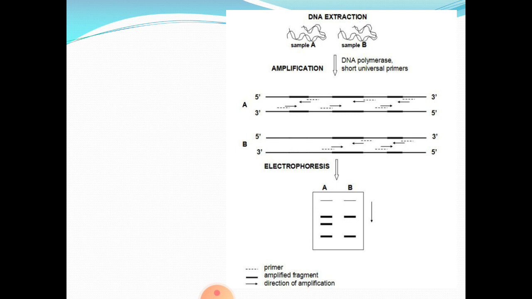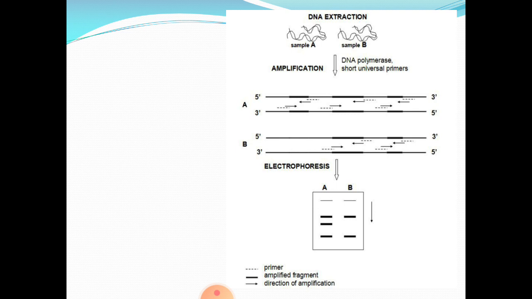Then once the amplification is through, you will put them to electrophoresis, and you can see the banding patterns developed for sample A and for sample B, and definitely there is polymorphism. This is how you can make use of RAPD as a marker.